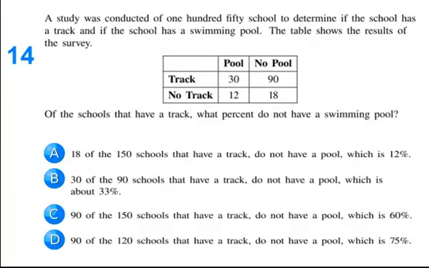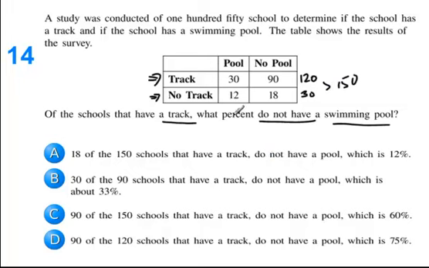The study was conducted of 150 schools to determine if the school has a track and if the school has a swimming pool. The table shows the results of the survey. Of the schools that have a track, what percent do not have a swimming pool? So let's get our totals. So first of all, how many schools have a track? 30 and 90 is 120. How many schools don't have a track? 12 and 18 is 30. And there's your 150 totals.